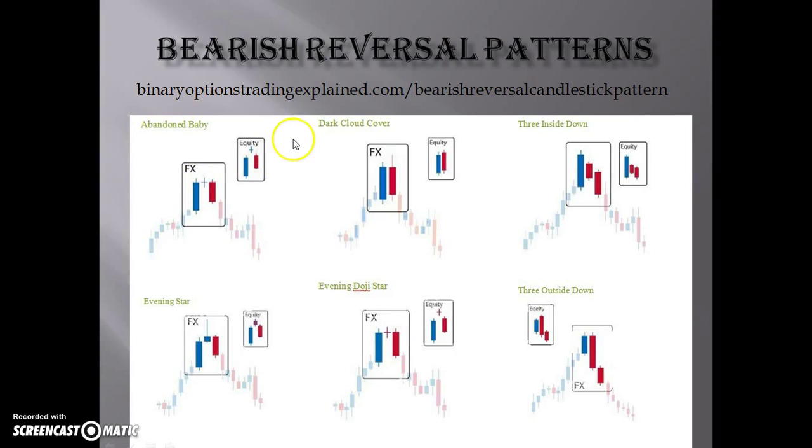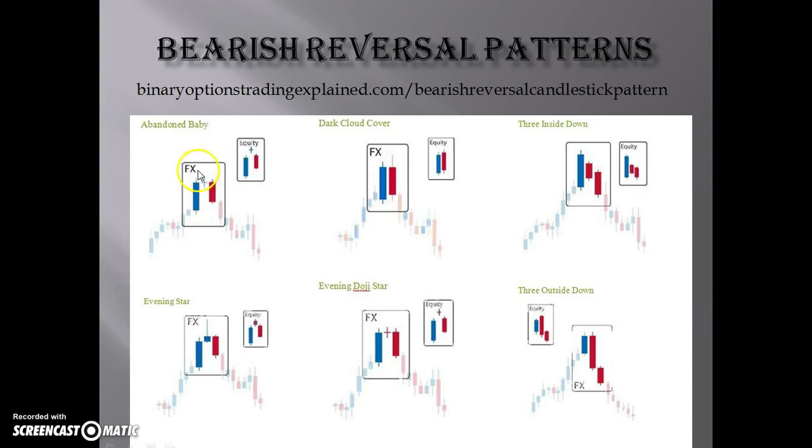Now, what you can do is, let's talk about a few of them. In this case, on the screen, we have abandoned baby, we have dark cloud cover, we have 3 inside down, we have evening star, we have evening doji star, and the last one is 3 outside down. Now, abandoned baby, just like we saw in the bullish reversal strategy, the bearish also works in the opposite manner.